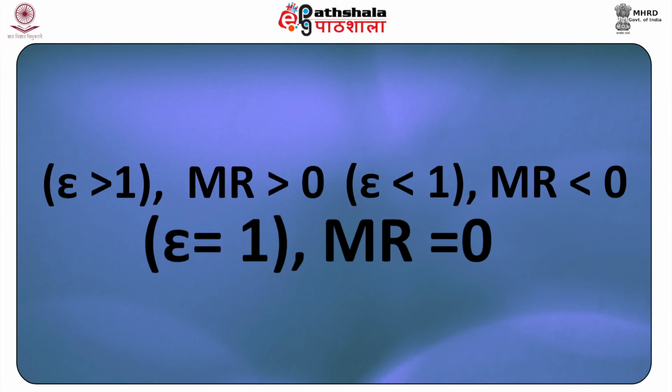When demand is elastic, that is E is greater than 1, MR is greater than 0 because TR rises as Q rises and P falls. When demand is inelastic, epsilon is less than 1, marginal revenue is less than 0 because TR falls as Q rises and P falls. And when demand is unitary elastic, that is equal to 1, MR is 0 because total revenue does not change as Q rises and P falls.